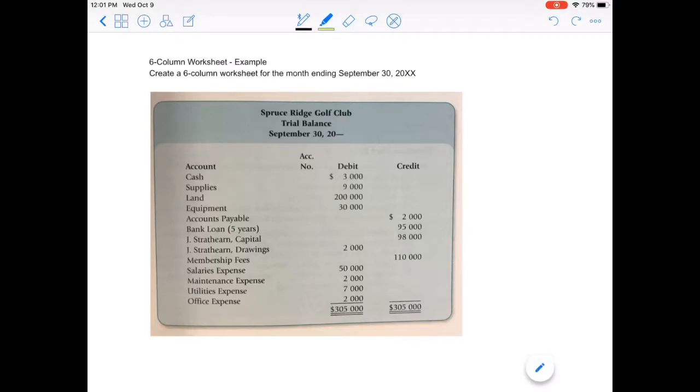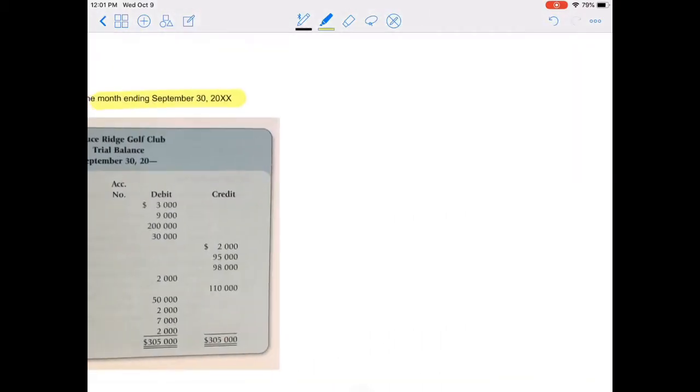A 6-column worksheet includes a trial balance, an income statement, and a balance sheet. And because it has an income statement, we're going to date the worksheet the same way we would date an income statement, and that's for the period ending or period ended. In this case, the month ended September 30th of the appropriate year. So moving over to my 6-column worksheet.